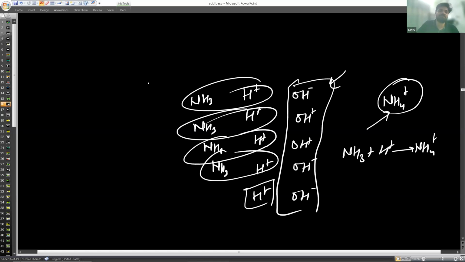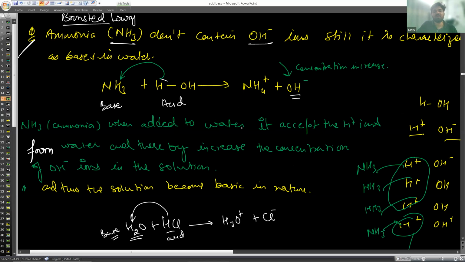Okay, Harshit, you there? Yes, sir. I'm not able to see you. So have you noted this one? That ammonia when added to water accepts the H plus ions from water and thereby increases the concentration of OH negative ion in the solution, and thus the solution becomes basic in nature because of the increase in OH negative ion concentration.